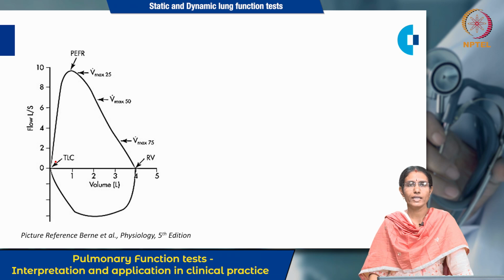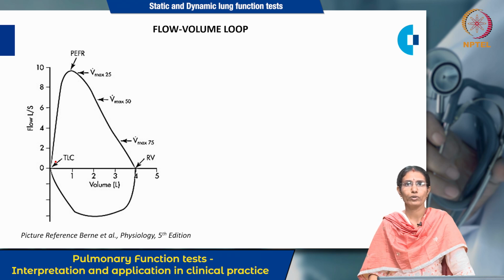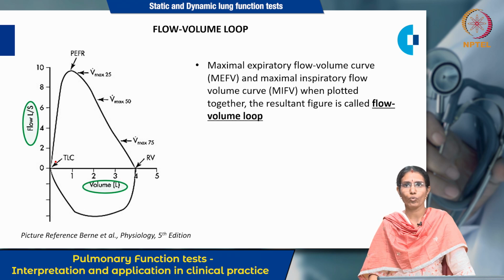Now, having seen about the spirogram, the dynamic lung volumes, and how they are interpreted using a spirogram, now let's see how they are interpreted using a flow volume loop. So the same FVC maneuver is done, and then a flow volume loop is obtained. What is a flow volume loop? Flow is plotted against volume, and it is done in both inspiration as well as in expiration, and when it is plotted together, it constitutes the flow volume loop.